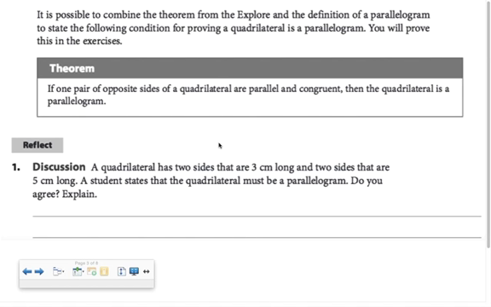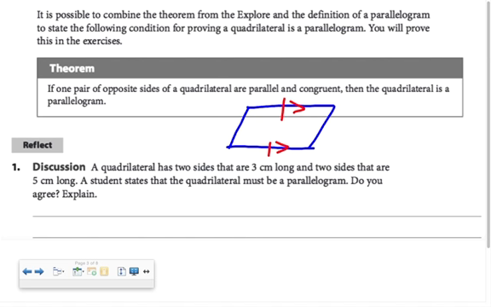Another theorem we have is that if one pair of opposite sides are both parallel and congruent, then the quadrilateral is a parallelogram. So again, let me illustrate that. If I have one pair of opposite sides that's congruent and parallel, so if you haven't figured out what the markings on a diagram mean, you need to figure it out now. Hash marks indicate congruent, arrowheads indicate parallel.